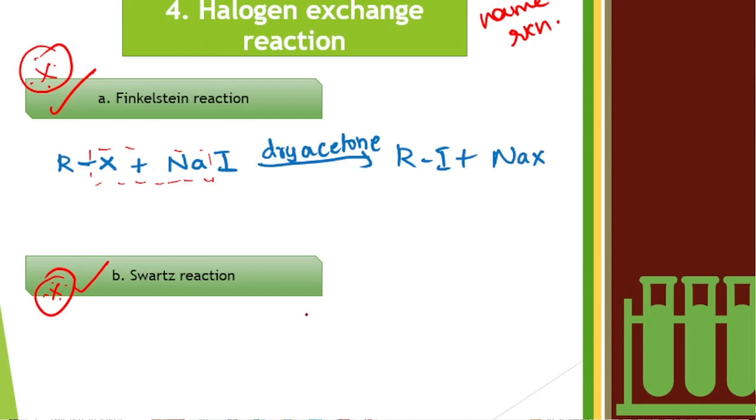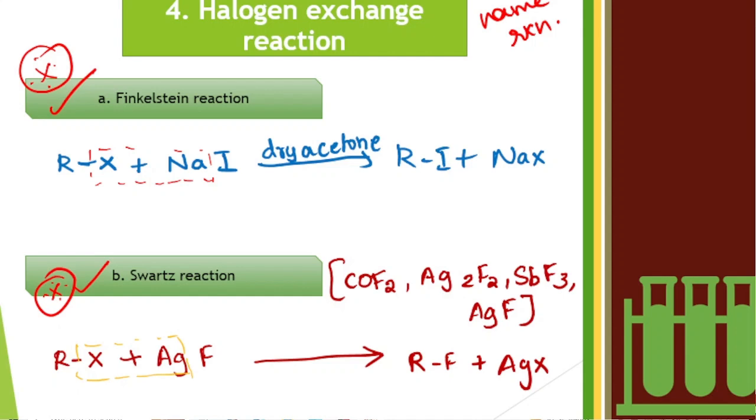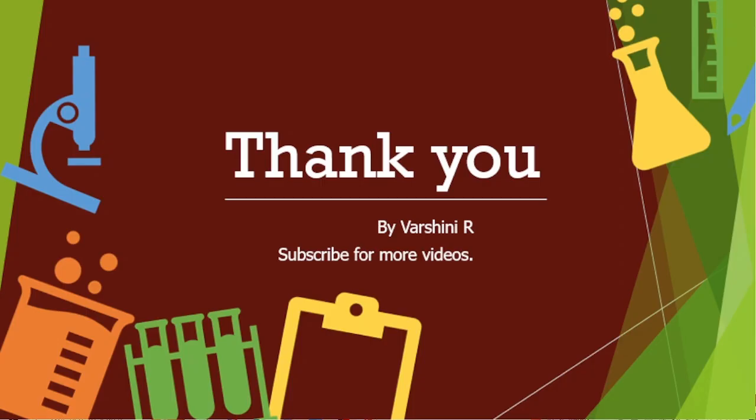Next, we are moving on to the Swarts reaction. For the Swarts reaction, you can use these catalysts: you can use CoF2, you can use Hg2F2, you can use SbF3, and you can use AgF. Now I'm going to use AgF and show you the reaction. RX, when allowed to react with AgF, what will you get? Listen here. This X and this Ag will go out as AgX, and this R and this F will come out as RF. Clear?